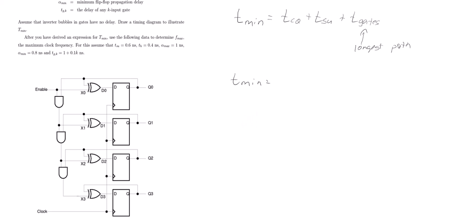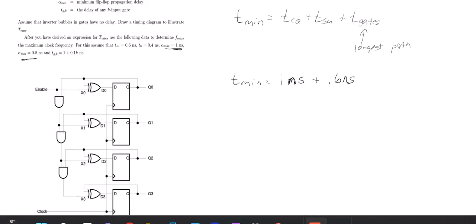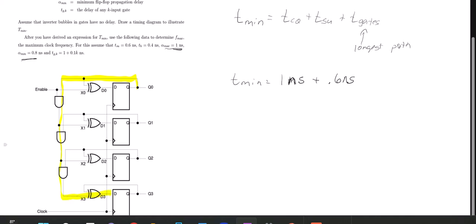So our minimum amount of time here is going to be, so we have our maximum propagation delay is 1 nanosecond, plus our setup time is 0.6 nanoseconds. And now let's see if we can find the longest path. So the longest path looks like it is probably this one.